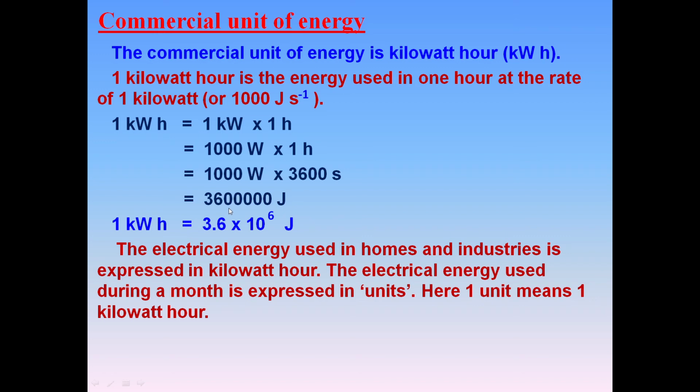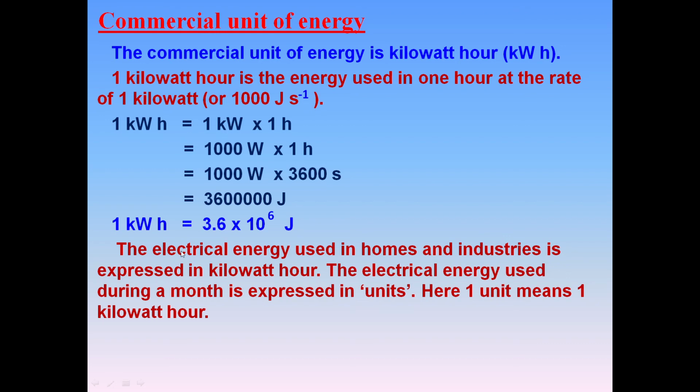And as you know, we are to write it in the scientific form. Therefore, after first digit, we have to put decimal. So it becomes 3.6 into 10 raised to power 6 joules. So it means that 1 kilowatt hour is equal to 3.6 into 10 raised to power 6 joules.